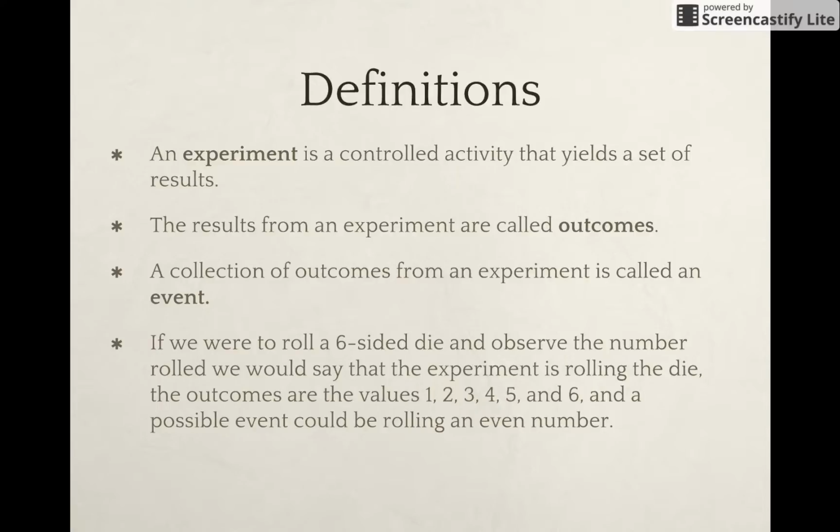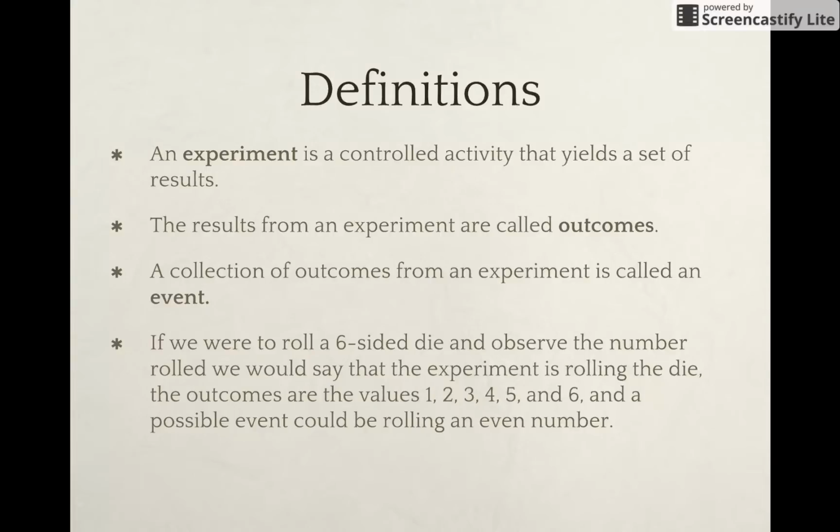The results from an experiment are called outcomes, and a collection of outcomes from an experiment is called an event. An event could be a single outcome. A single outcome could be considered an event all on its own, or we could group several outcomes together to make an event.